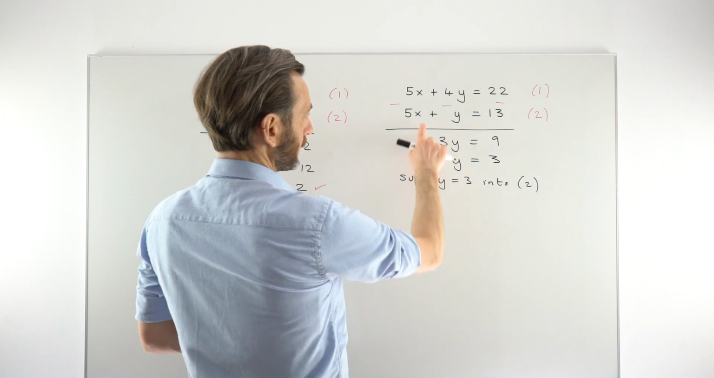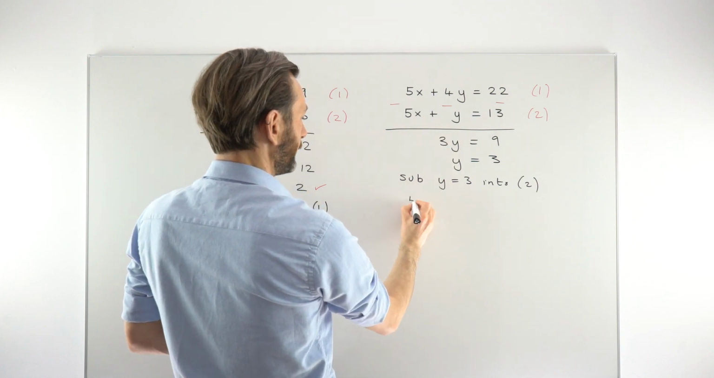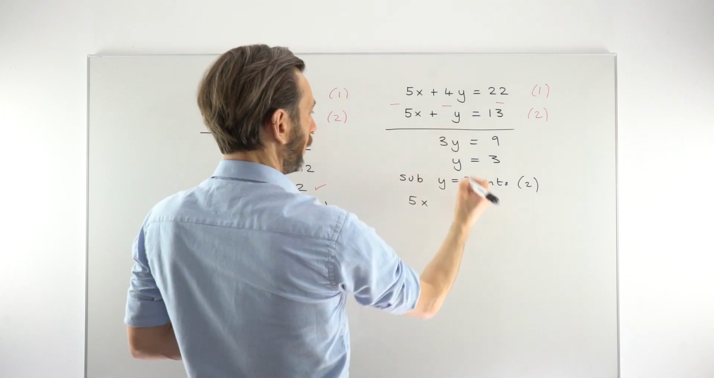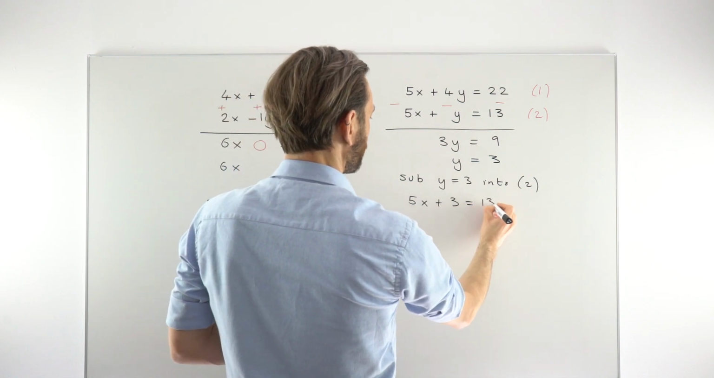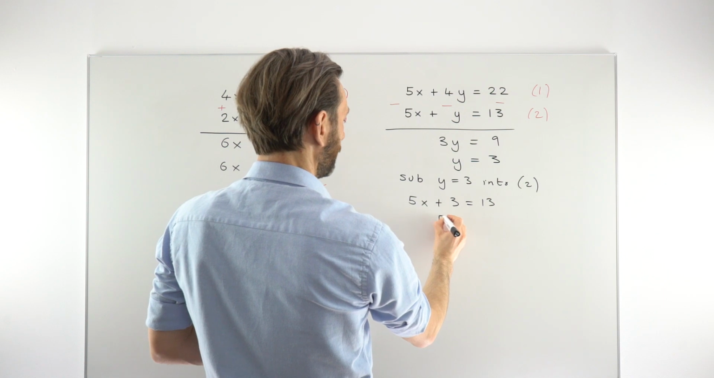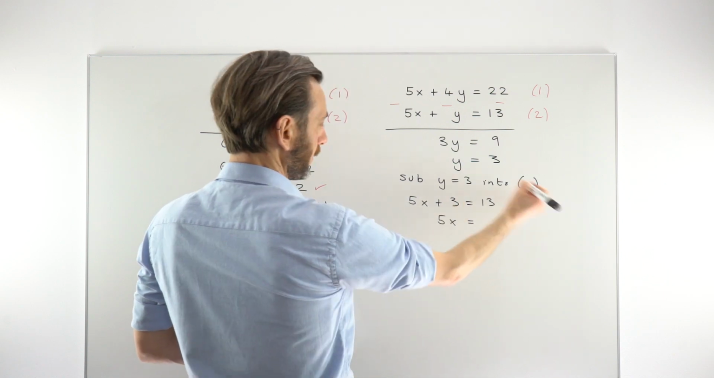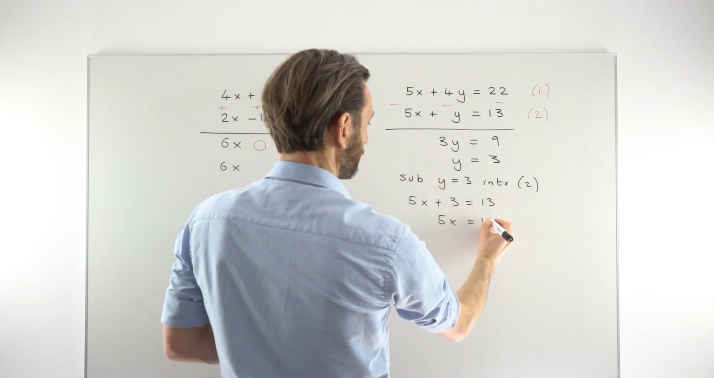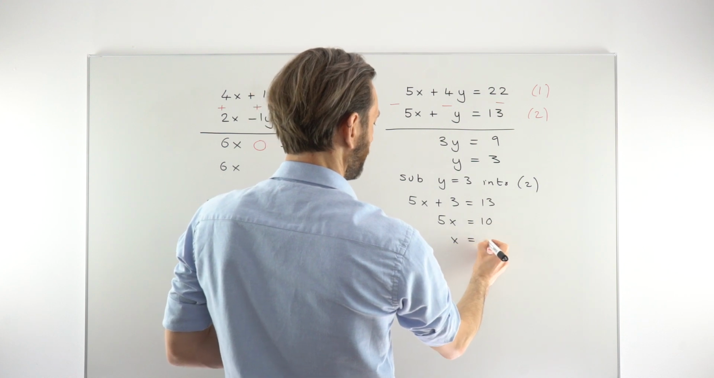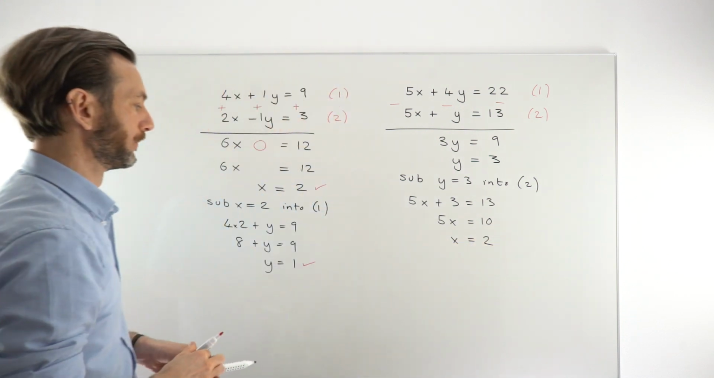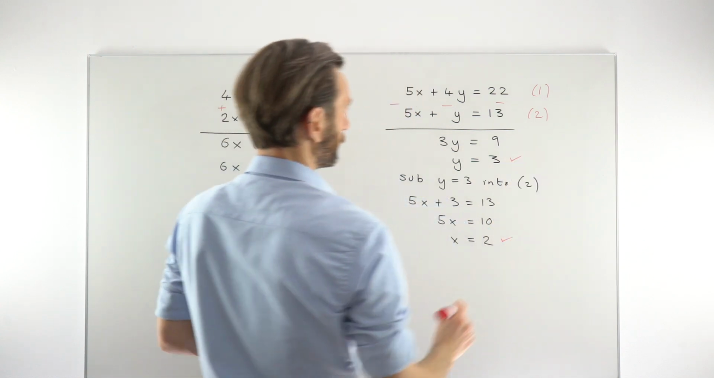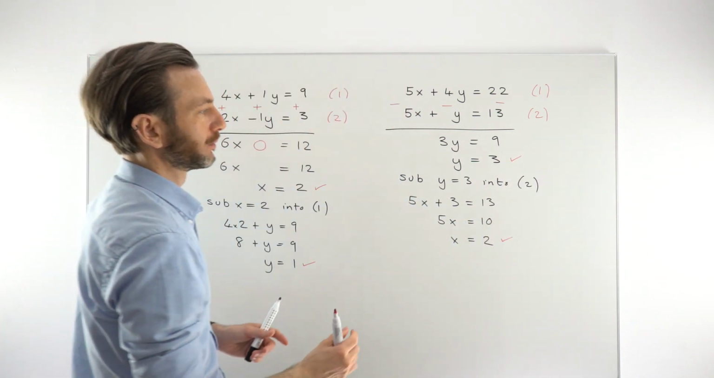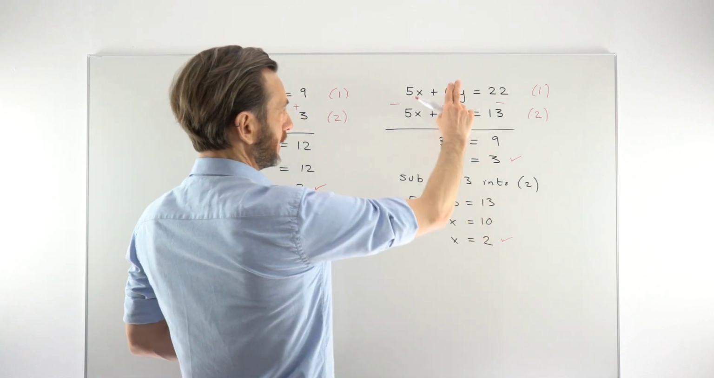So substituting this into equation 2, we get 5x plus y. Well, we now know the y value is 3, so it's plus 3 equals 13. Just solving this like a linear equation. So taking the 3 over, 13 minus 3 is 10, dividing both sides by 5, and we get x equals 2. So that's our solution pair this time. y is 3 and x is 2. So we could take those numbers and just check that they work in the other equation.